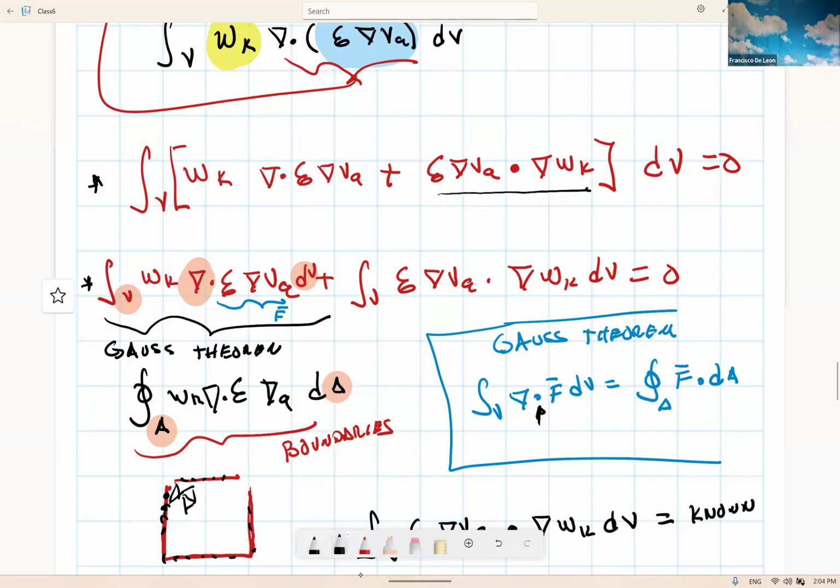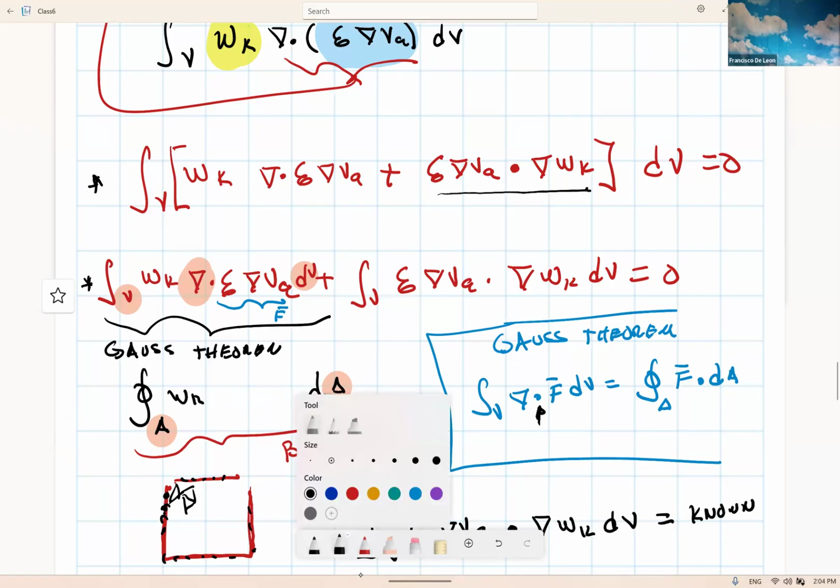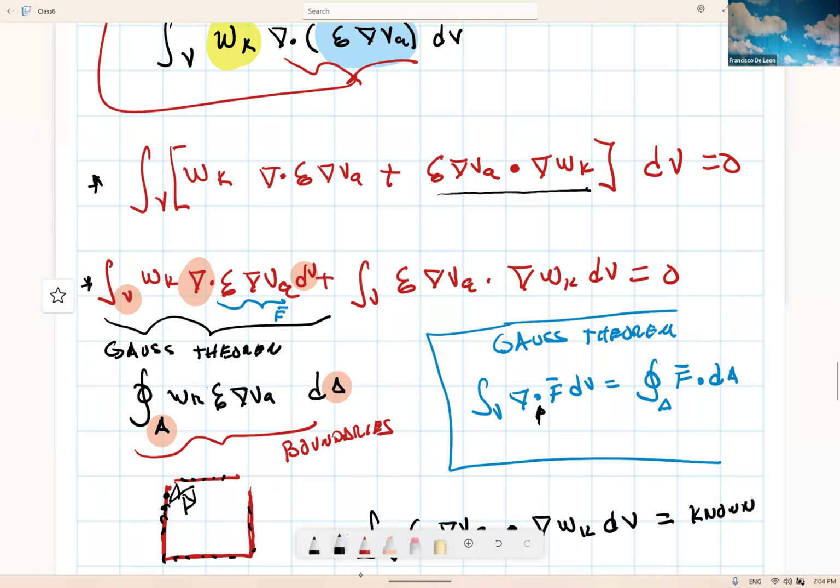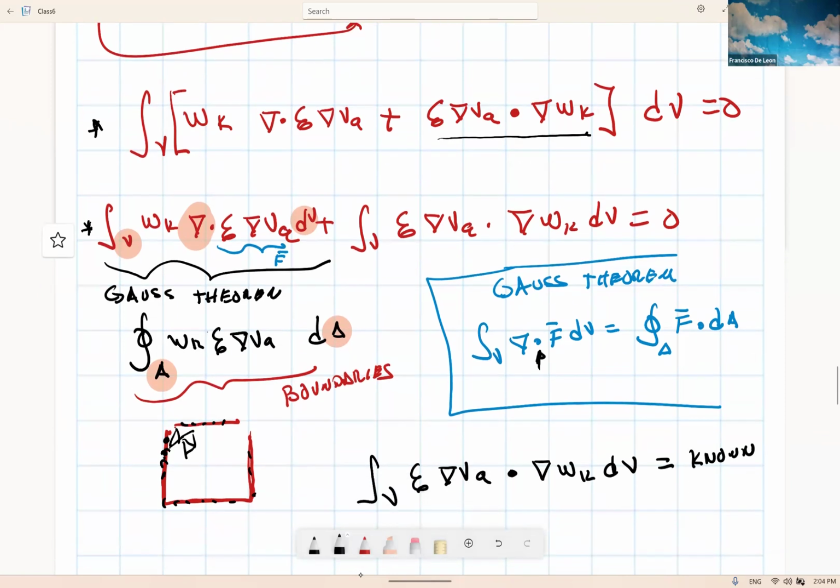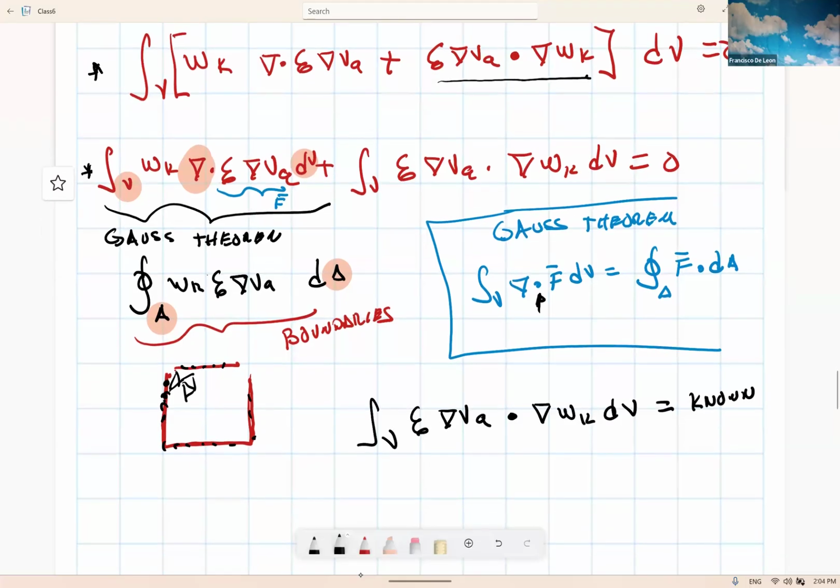Yeah, this is nabla VA. Okay, so this will be epsilon nabla VA. That's it. Still is the boundary. The thing is, at that time, I don't even want to see it. Let's put it correctly, but I don't want that term because I know it. Whatever it is, I know it.